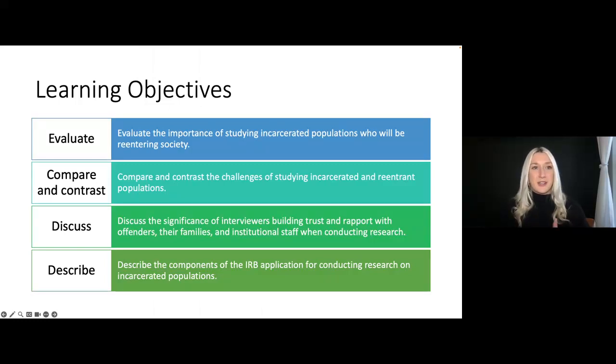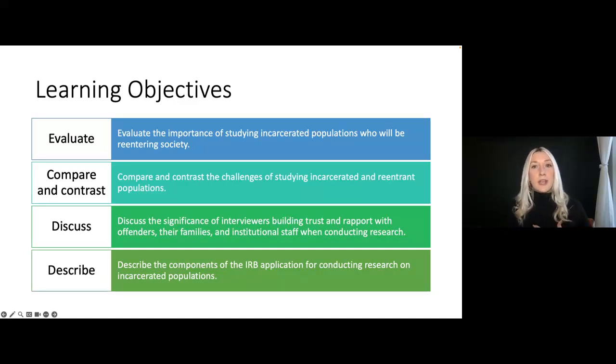All right, our learning objectives this week are to evaluate the importance of studying incarcerated populations who will be reentering society, to compare and contrast the challenges of studying incarcerated and reentrant populations, to discuss the significance of interviewers building trust and rapport with their offenders, with their families, and institutional staff when they're conducting this type of research, and then to describe the components of the IRB application for conducting research on incarcerated populations.